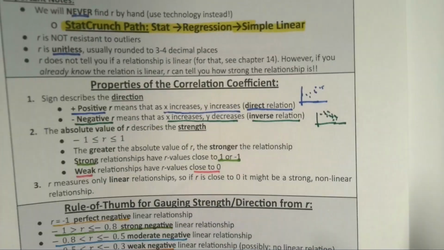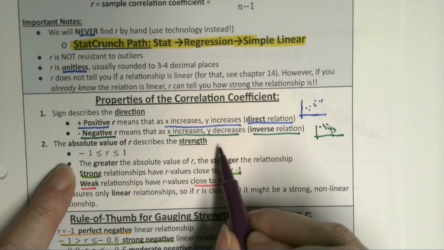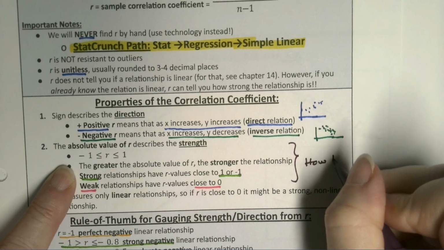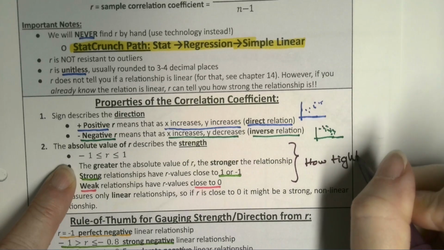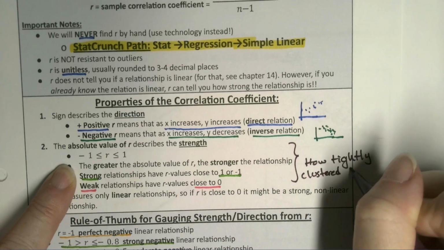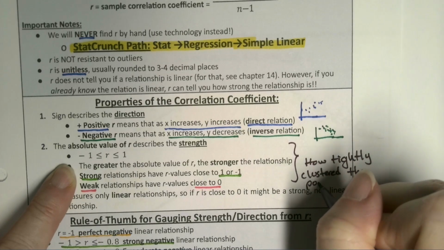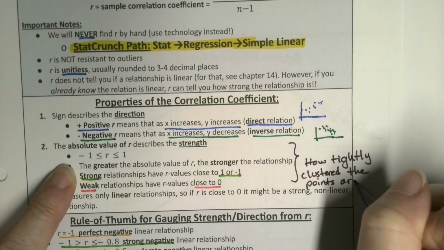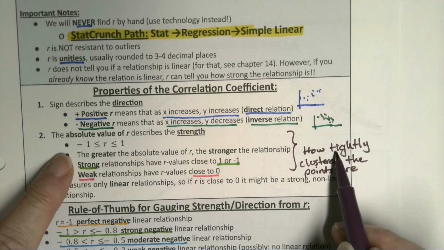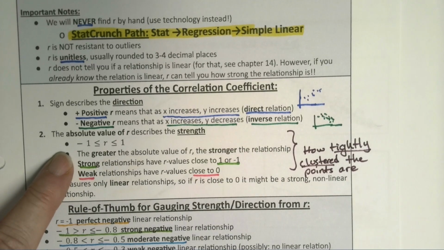I'll actually write it on the previous page right here. So strength, this section right here, strength is how tightly clustered the points are, right? And of course, in a perfect relationship, they're completely clustered on the line. But how tightly clustered along that line is what you're looking for visually.